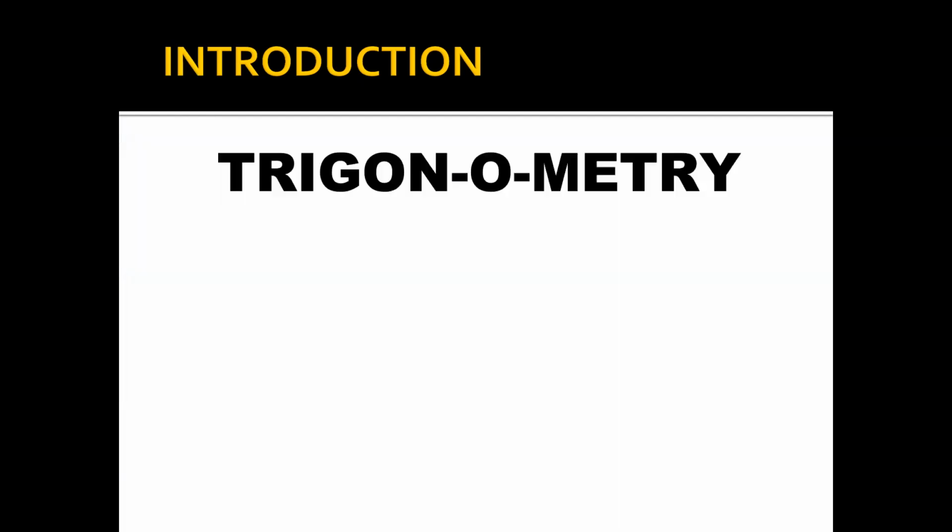So you can see here, trigonometry. Trigonometry is a combination of two words, trigonon and metron. These two words are derived from Greek. Okay. So first let's understand what is trigon.